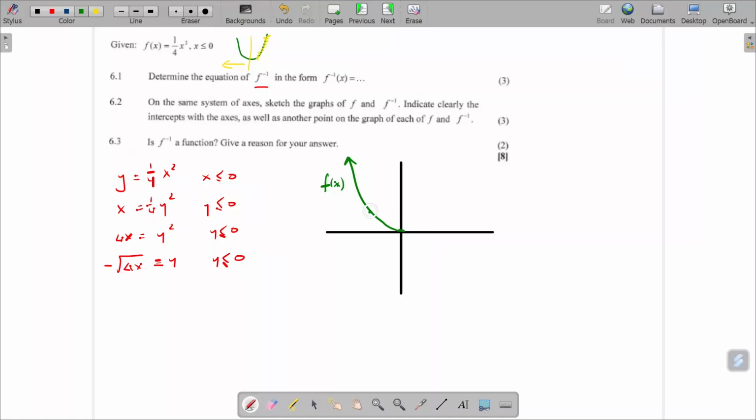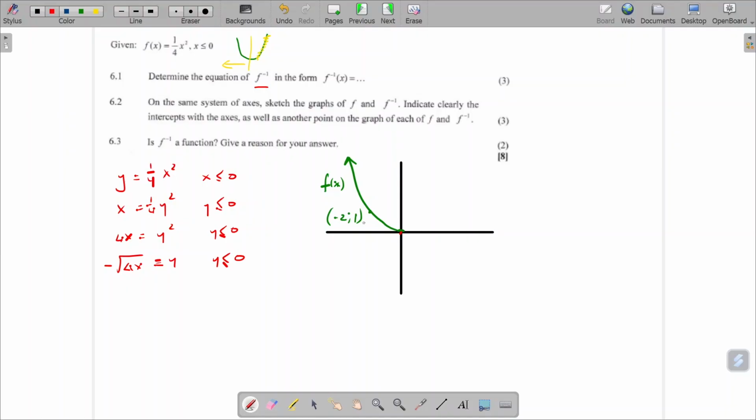And let's put a value in here. Let's put in, for example, 2. So actually, yeah, let's put in minus 2. Minus 2 squared is 4. A quarter of 4 is 1. And so it goes to the point minus 2 and 1.